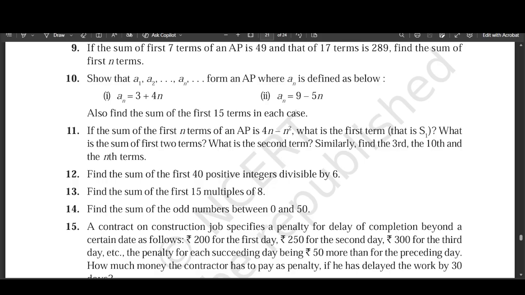A sum of 700 is to be used to give 7 cash prizes to the students of a school for their overall academic performance. If each prize is 20 less than its preceding prize, find the value of each of its prizes. So let the prize be A. Next one is A minus 20. Next one is A minus 40. Next is A minus 60. So this is up to 7 terms.